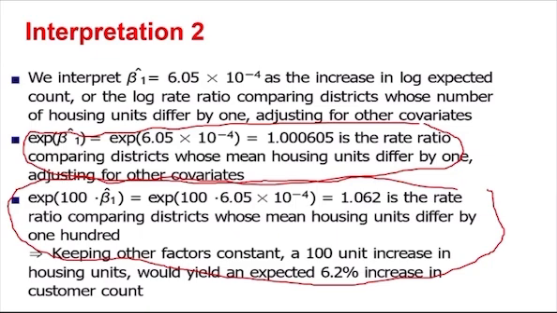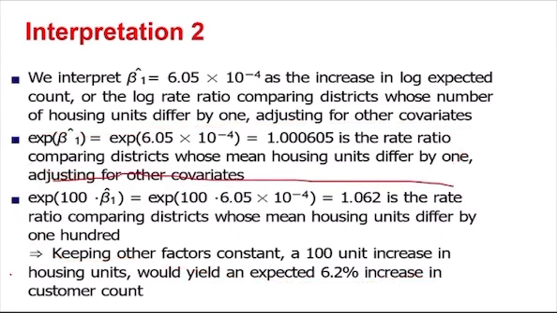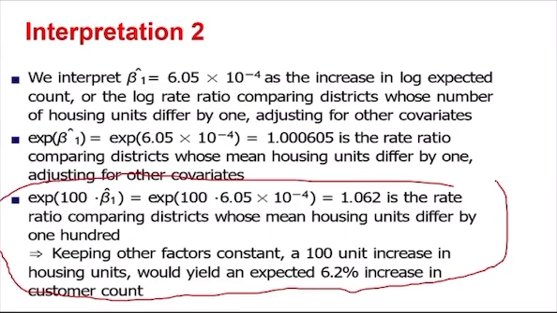Now let's see the way this is going to be interpreted. When I do the exponentiation, before doing the exponentiation, I multiply by 100 because maybe the examiner said to do that by 100, not just an increase of 1. Okay, now we got 1.062, said is a rate ratio comparing the districts whose mean housing unit differ by 100, not just differ by 1, differ by 100.